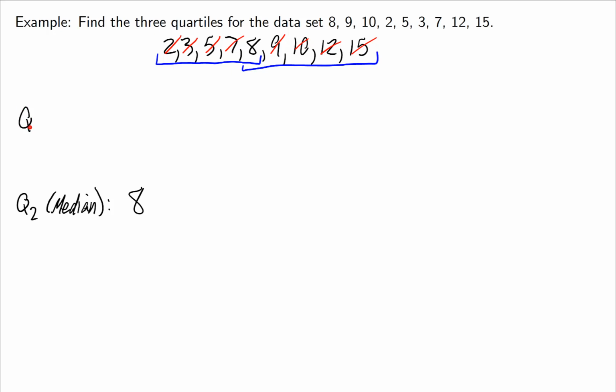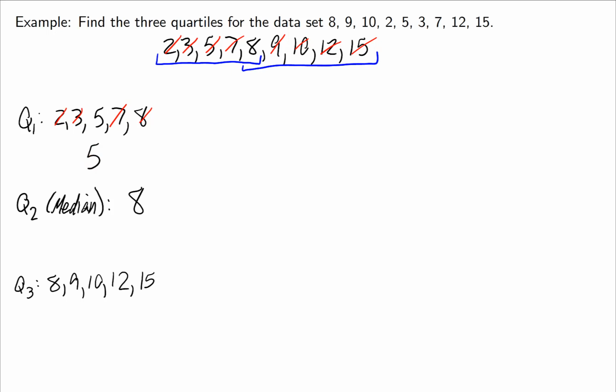Now, for quartile 1, let me copy down the 2, 3, 5, 7, 8. Again, this is the first half of the data. For quartile 3, I'll copy down 8, 9, 10, 12, 15. And keep in mind that I did use the median twice. Now, the first quartile is the median of this data, which is 5. The third quartile is the median of this data, which is 10. And those are your three quartiles.